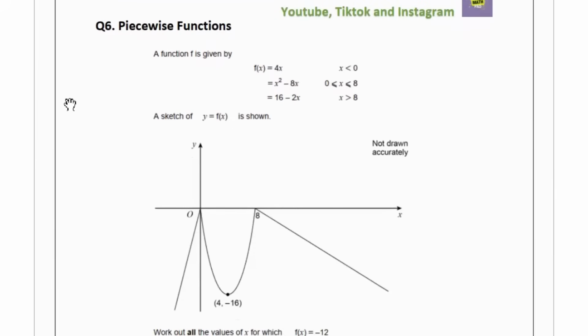For functions, I heard that inverse functions came, domain and range came. So based on that, what I did was I included a question on piecewise functions in this, and I included a question on composite functions.